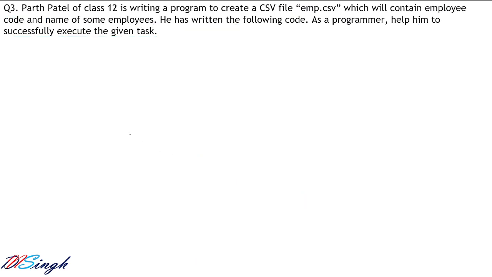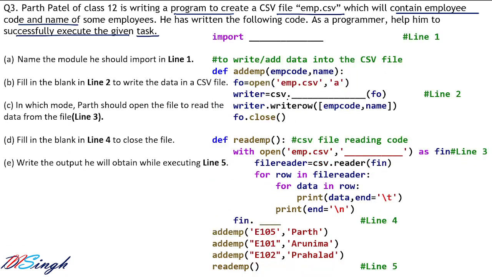Let us move ahead. Parth Patel of class 12th is writing a program to create a CSV file emp.csv which will contain employee code and employee name. So this record has two things, employee code and employee name. He has written the following code; as the programmer, help him to successfully execute the given code. Let us see what the code is. I can see that this is somewhat very similar to the previous question.